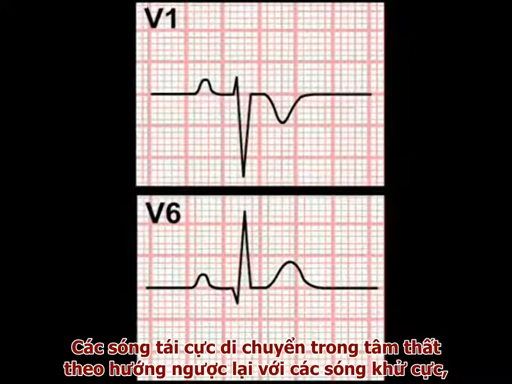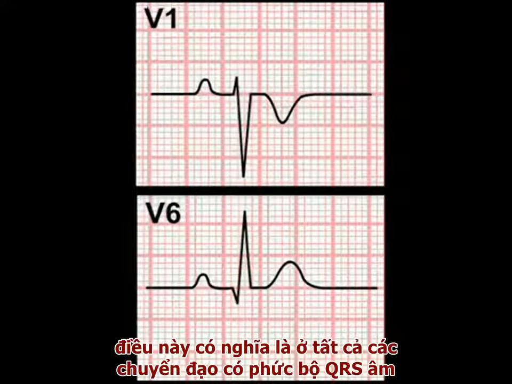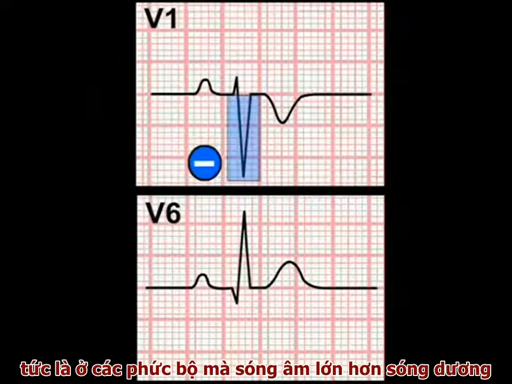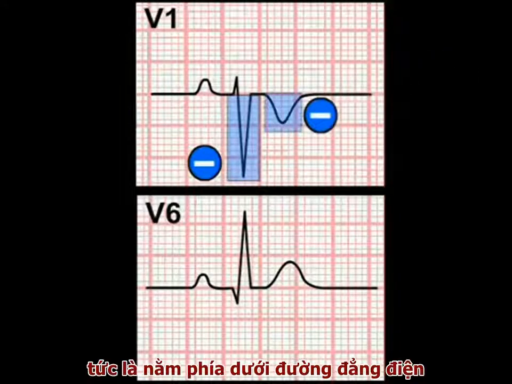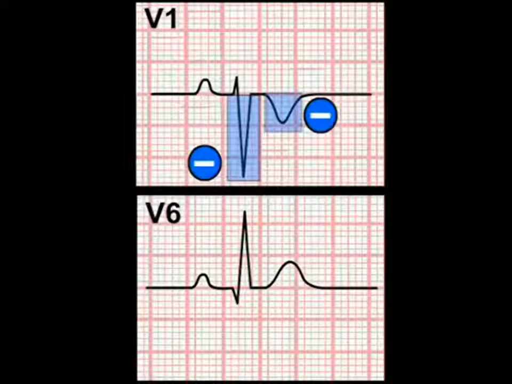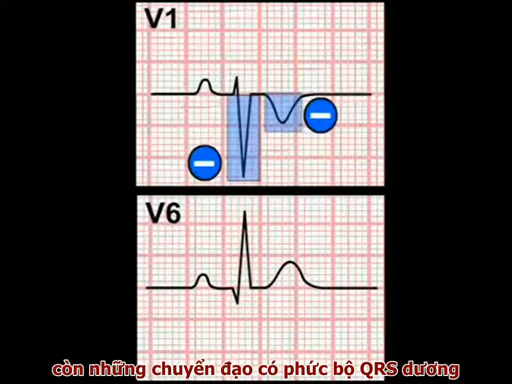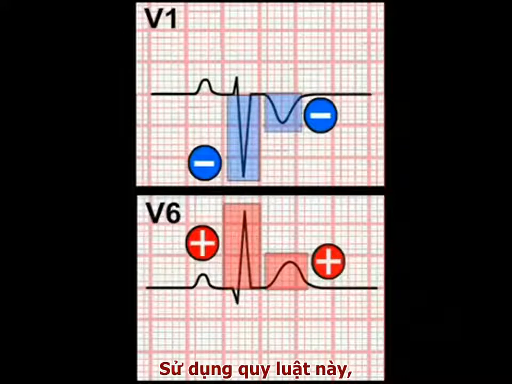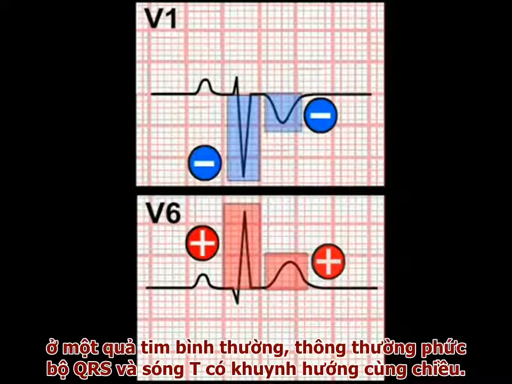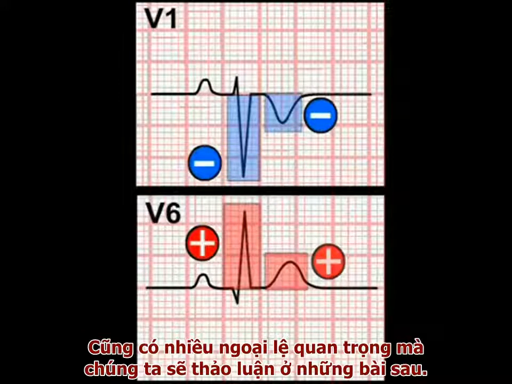You should also realize at this point that the fact that repolarizing current moves through the ventricles in the opposite direction to the depolarization wave means that in leads with an overall negative QRS complex, that is, the negative deflection is larger than the positive deflection, the T wave also tends to be negative, lying below the isoelectric line. While in leads with an overall positive QRS complex, the T waves are also positive, lying above the isoelectric line. To use the jargon, in non-diseased hearts, the QRS complexes and T waves tend to be concordant. There are important exceptions to this rule, which we will deal with shortly.